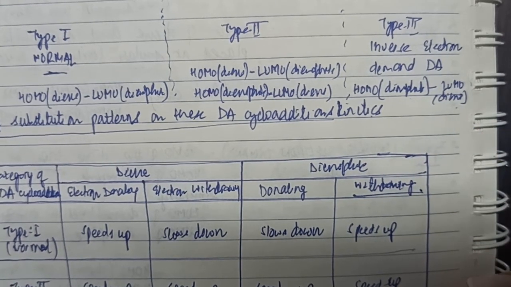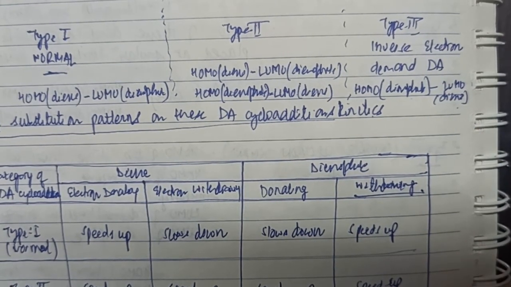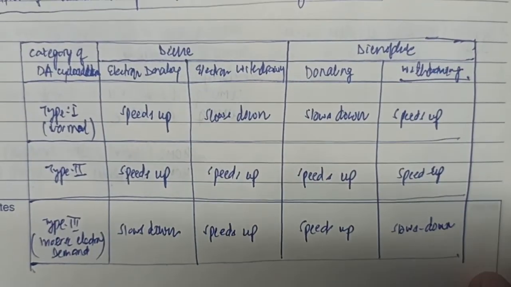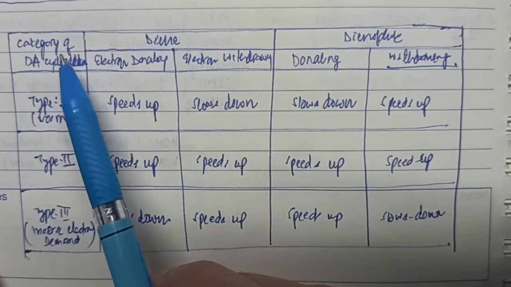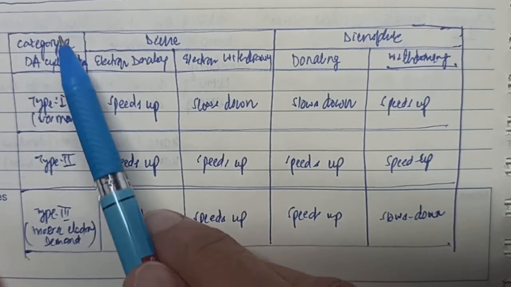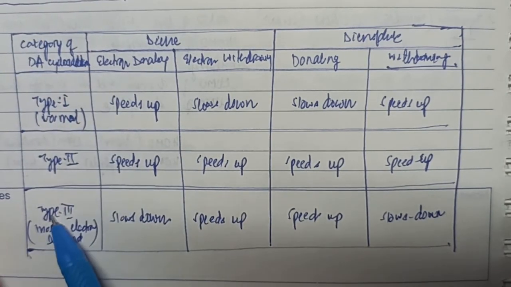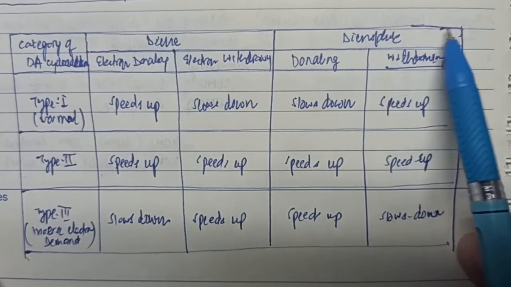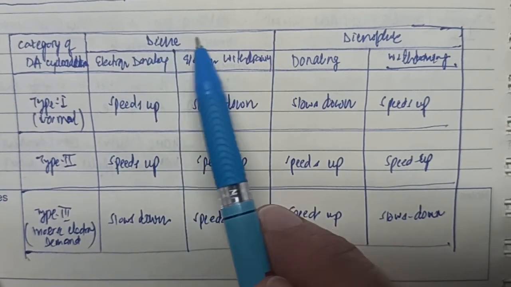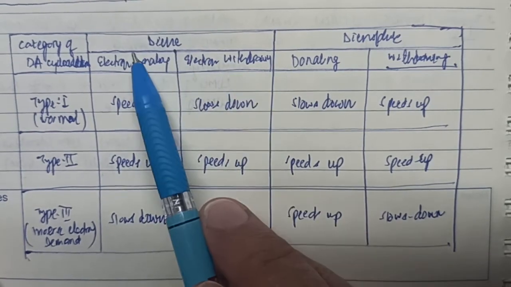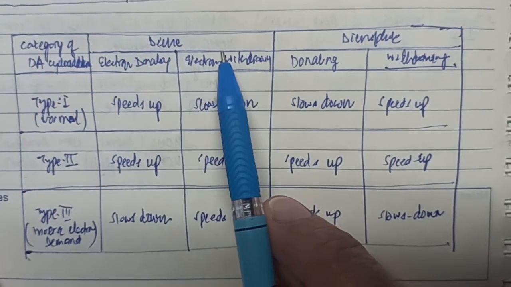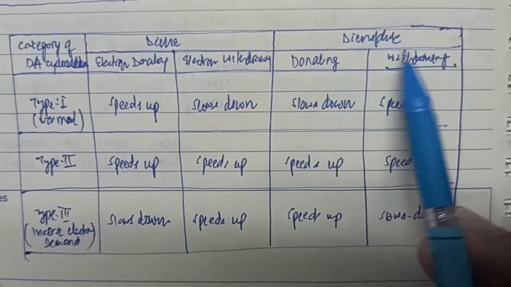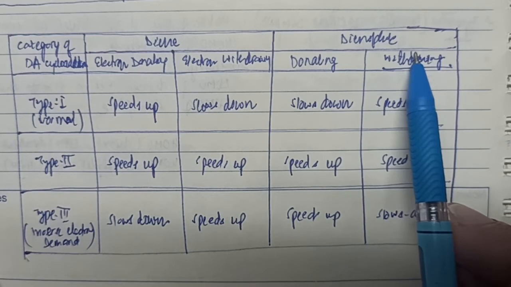Now let's see what kind of substitution patterns should speed up and slow down the reaction. In order to understand this concept, let's try to work out this table. I've divided this table into three parts. The first column is the type of cycloaddition reactions. The second column is the diene side. The third column is the dienophile. Then the diene side is further divided into two columns: electron donating group and electron withdrawing group substitution. And the dienophile is also divided into two columns: one is electron donating and one is electron withdrawing group.